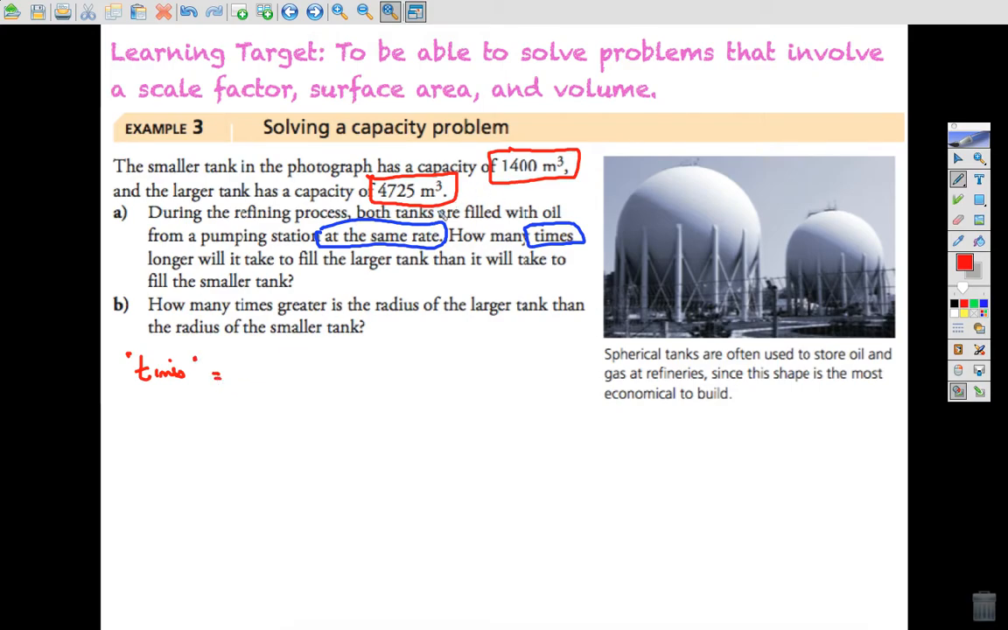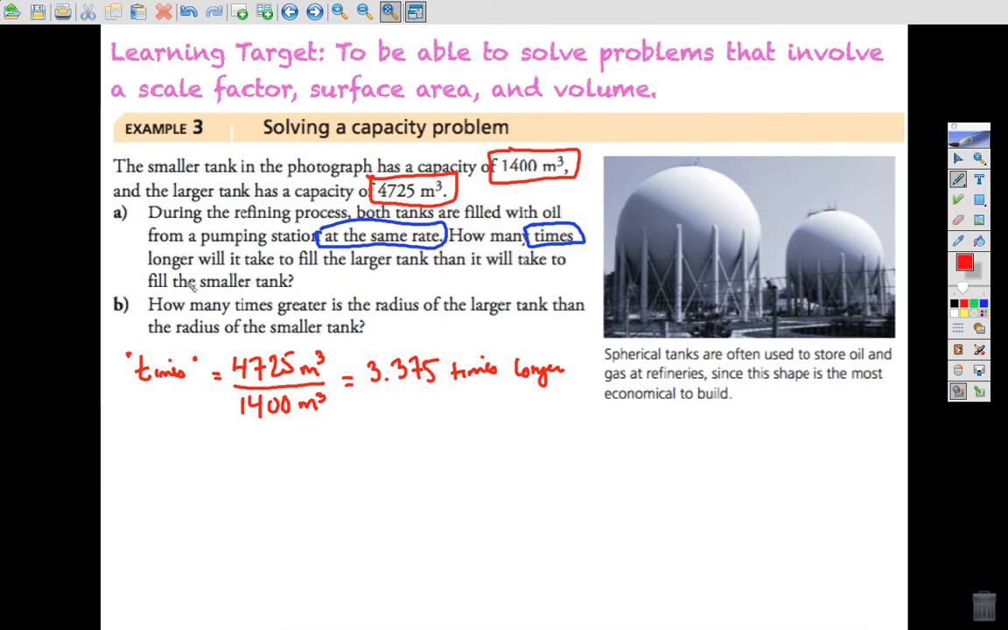We can figure out the ratio between these two things. And so we'd say 4,725, and that's meters cubed. And we're going to divide that by 1,400 meters cubed. And that's going to give me 3.375. And again, that's telling me it's this many times longer, if you want to use those words in their problem. Okay, so it's almost taking 3.5 times as long, if you want to think of it that way.